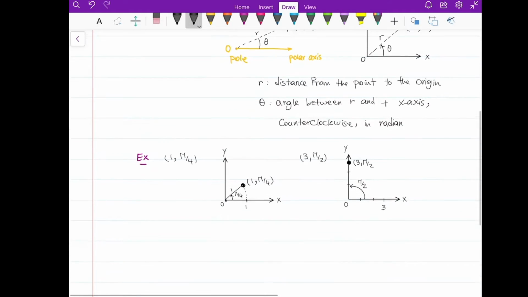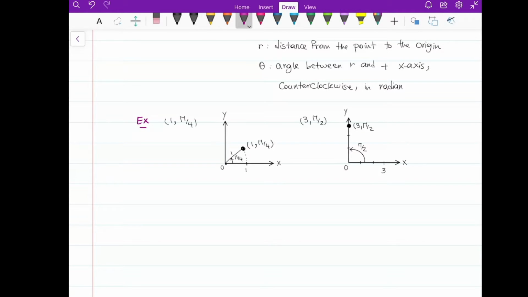Okay. And another example would be this point, for example, (2, 3 pi). Where is this point? This is a point in polar coordinates because I have a radian here. So I'm going to count 2 as the distance r from the origin, 1, 2. And then I'm going to count 3 pi. So this is 1 pi, 2 pi, and then 3 pi would be here.